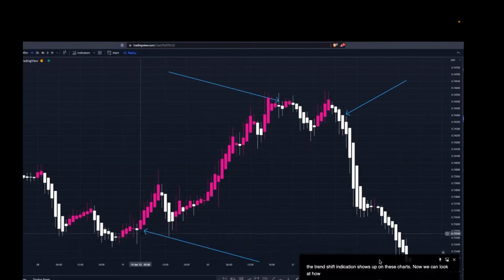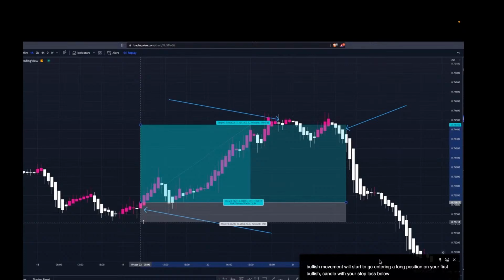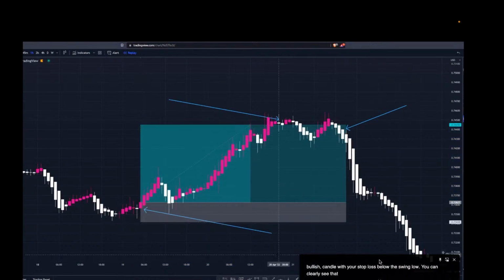So now that we've covered how the trend shift indication shows up on these charts, now we can look at how Heikin Ashi candles are incredible for swing trading. Essentially, we're waiting for a two confluence setup. You want the shift change indication to show up right here and an indication that the bullish movement will start to go. Entering a long position on your first bullish candle with your stop loss below the swing low, you can clearly see that you're able to stay in a trade for much longer using Heikin Ashi candles, holding the trade until you get that double confluence on the other side, which is that shift change candle plus bearish movement.